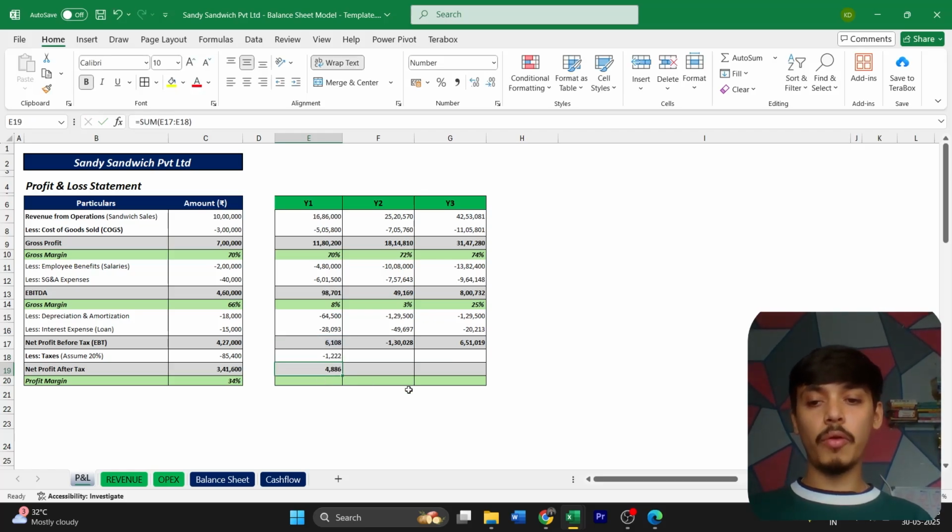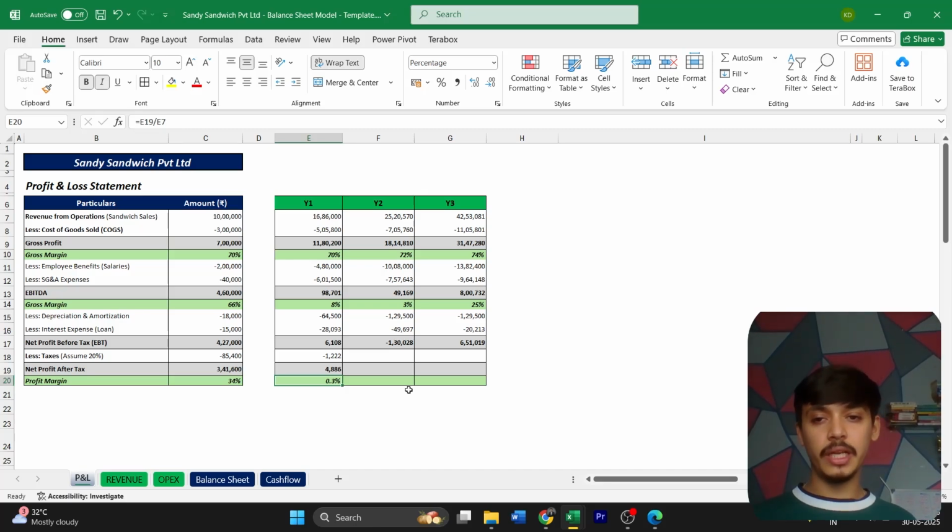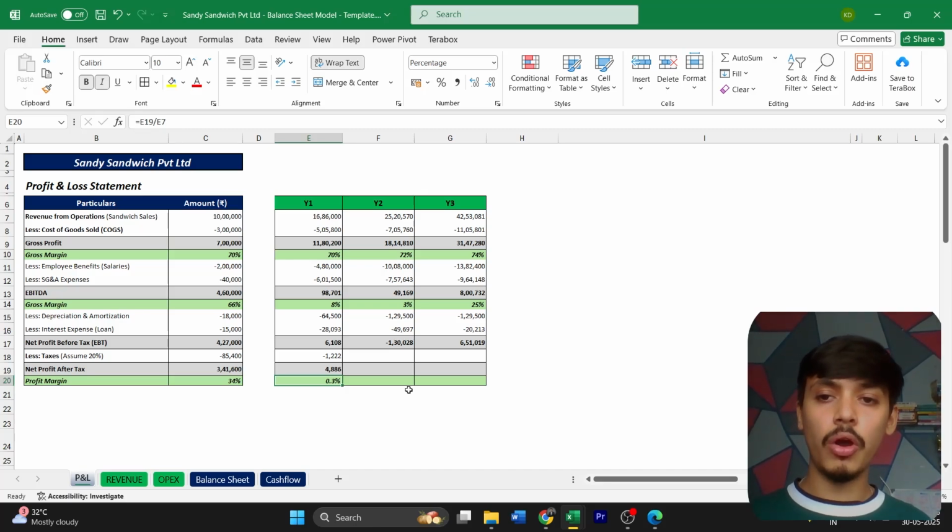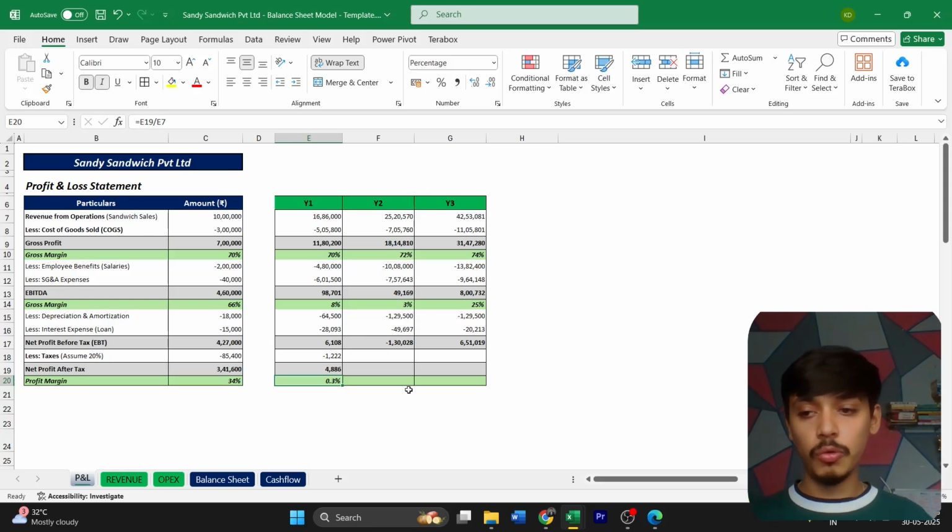This becomes 4886, and the profit margin on this is 0.3 percent. That is almost break even. So when you raised a funding round of 20 lakh in year one, your profit margins dipped very low. That is, you were at 34%, now you are only at 0.3%.